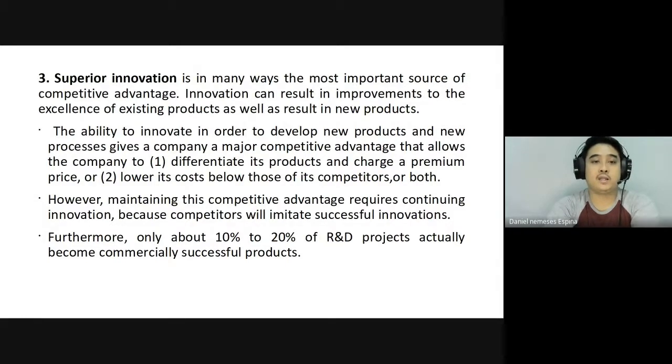So probably maka-discover og technology nga mas makaproduce og more output, or mas makaproduce og output with the least defect, okay, or least amount of resources. So both of those can help the company increase its profits. However, the risk of pursuing superior innovation is that it is costly, and only about 10 to 20% of research and development projects actually become commercially successful products.